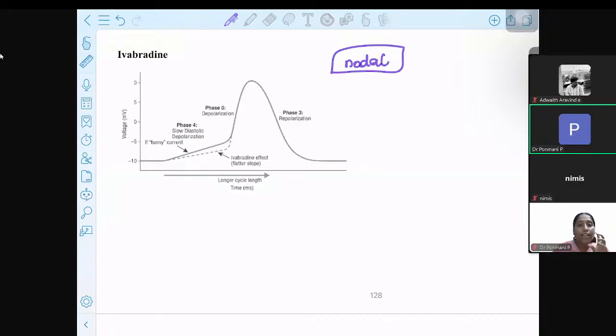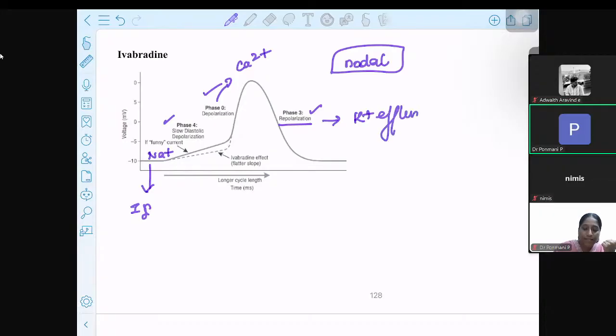The nodal action potential is different. It has three phases, phase 4, phase 0, and phase 3. The phase 4 is because of sodium inflow via the IF current, which is called the funny current. Phase 0 is because of calcium ions, and phase 3 is because of potassium efflux.